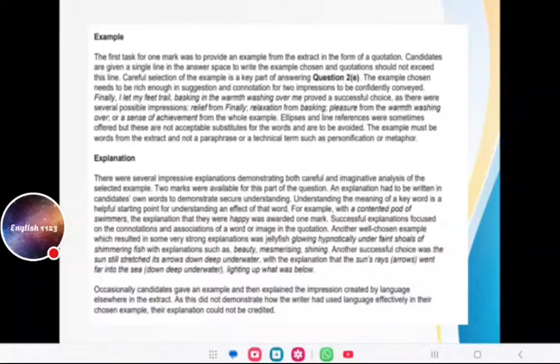Occasionally, candidates gave an explanation and then explained the impression created by language elsewhere in the text. As this did not demonstrate how the writer had used language effectively in their chosen example, the explanation could not be credited. So you have to choose the part that is provided, choose the example from there, and then explain it accordingly.